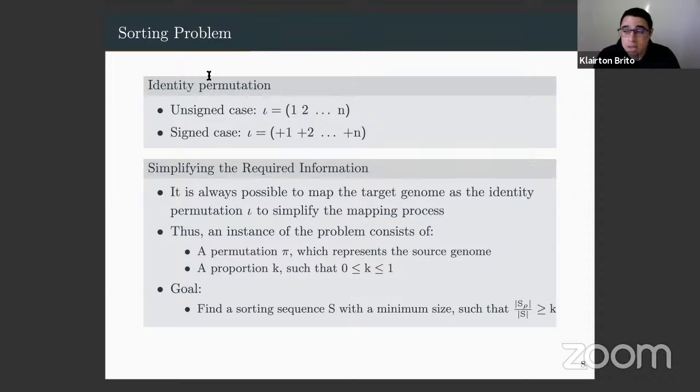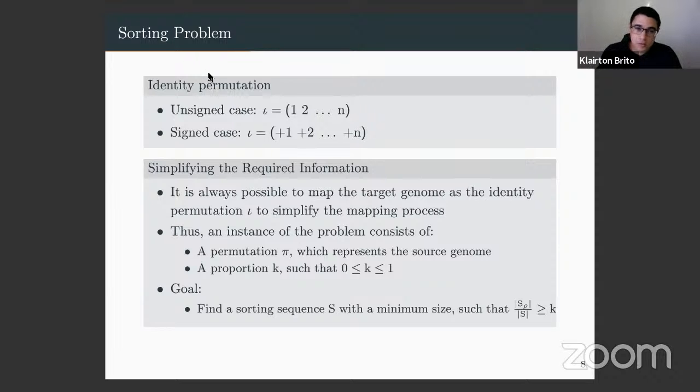And then, an instance of our problem consists of just two elements. The first one is a permutation pi, which represents the source genome, and a proportion k, which is a value greater than or equal to 0 and less than or equal to 1. The goal of the problem is to find a sorting sequence of minimum size capable of transforming the source permutation into the target permutation, such that the number of reversals in the sequence S divided by the size of the sequence S is a value greater than or equal to k.